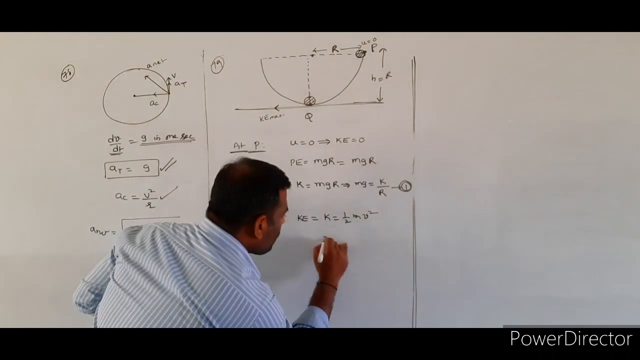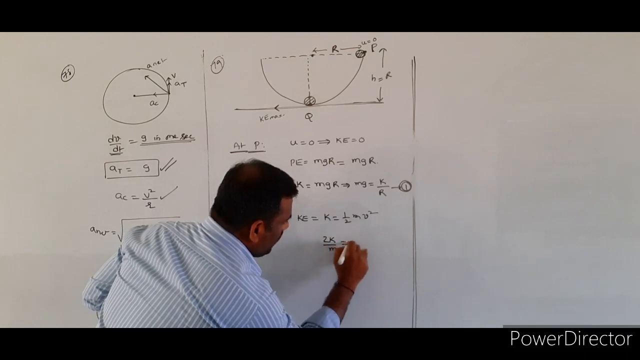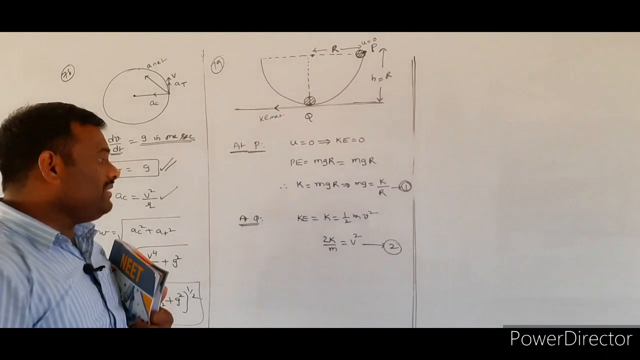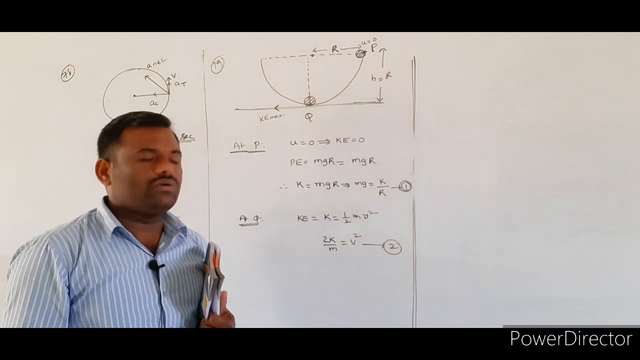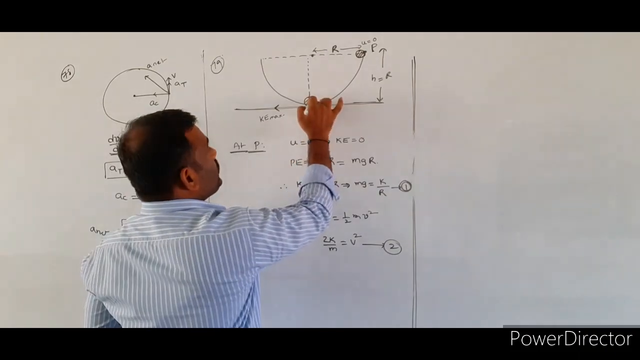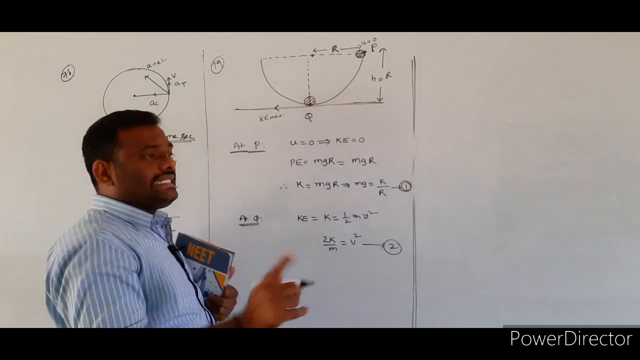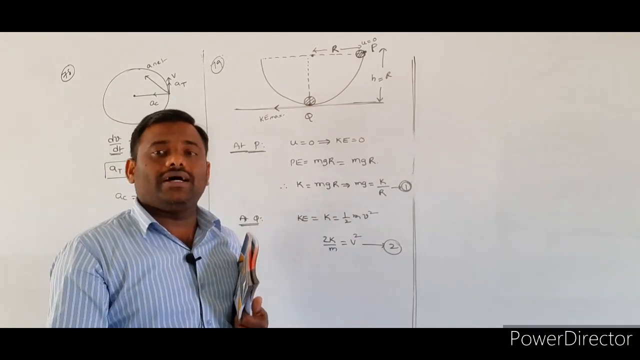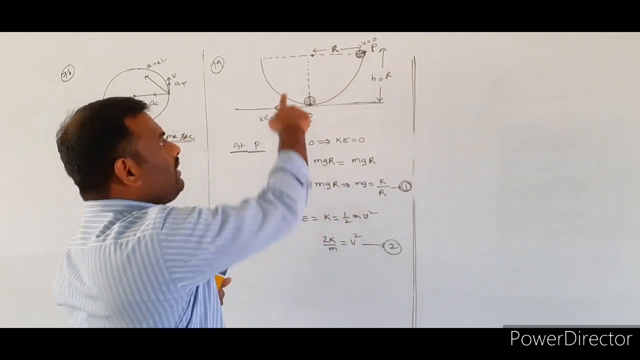From this, 2k by m is equal to v square. Second equation what I wrote, 2k by m is equal to v square. Now, what value are they asking? Whenever the object reaches the point Q, what is the force exerted by it on the hemispherical ball, or the force exerted by the hemispherical ball on the given ball?